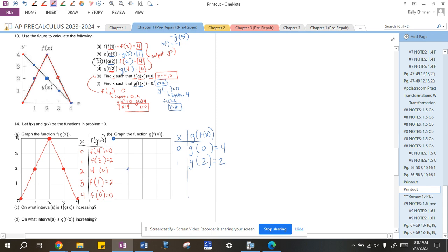So 1, 2. Plug in 2. When you plug 2 into f, you get 4. When you plug 4 into g, you get 0. Plug in 3. You can probably guess that the other 2 points are going to be like this, but let's just confirm. Plug in 3. So plug that into f, you get 2. And g of 2 is 2. And plug in 4. When you plug 4 into f, you get 0. And yeah, g of 0 is 4. Connect those.